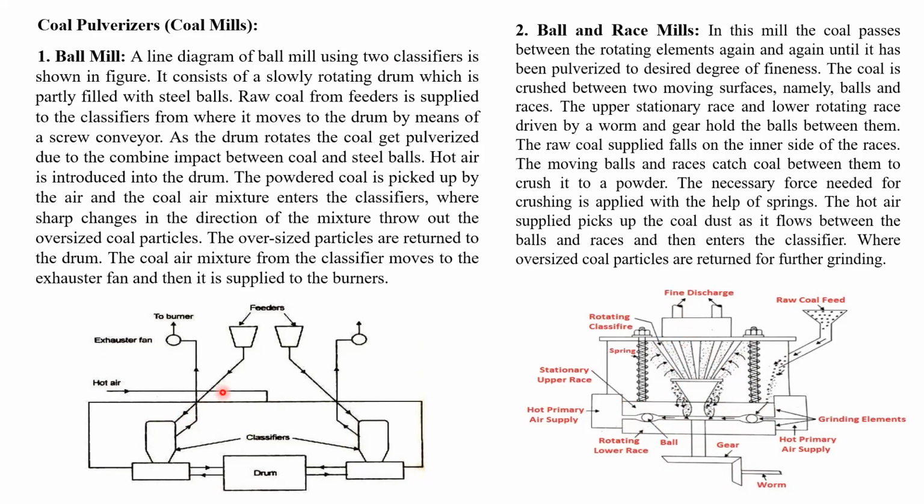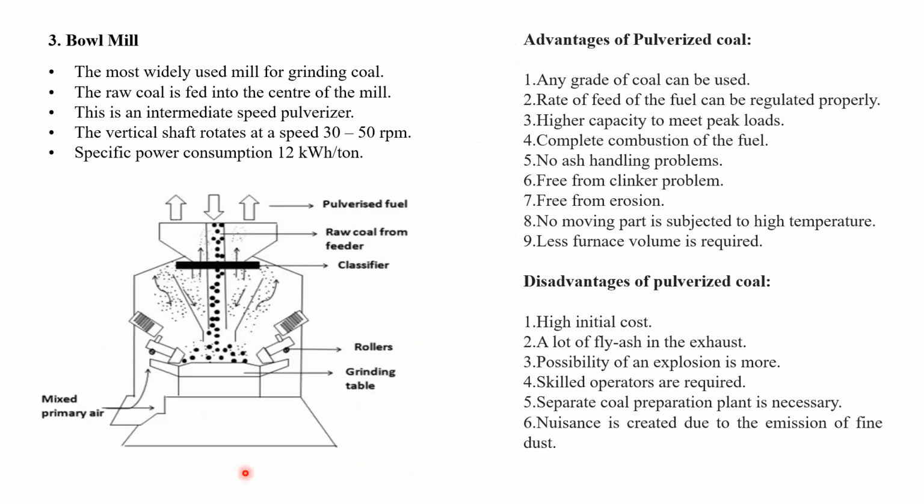In ball mills, we saw there are steel balls in the drum. Whenever coal comes to the drum through the feeders, it is crushed to a finer size, and the fine particles then pass through the classifiers to the burner. Okay, the heavy particles again return to the drum and get recrushed.